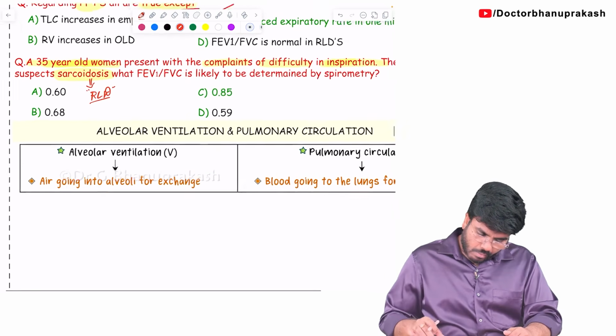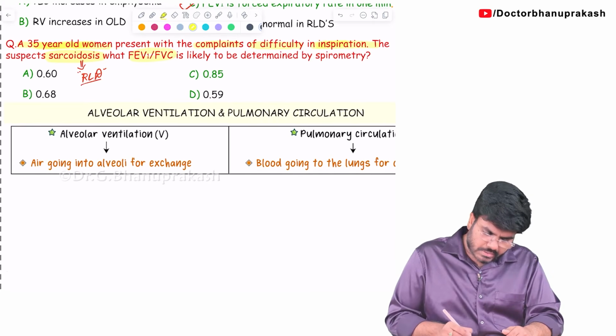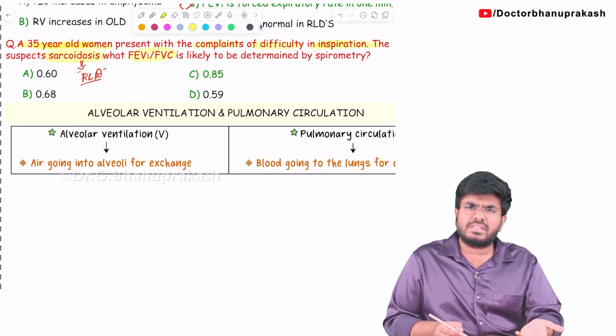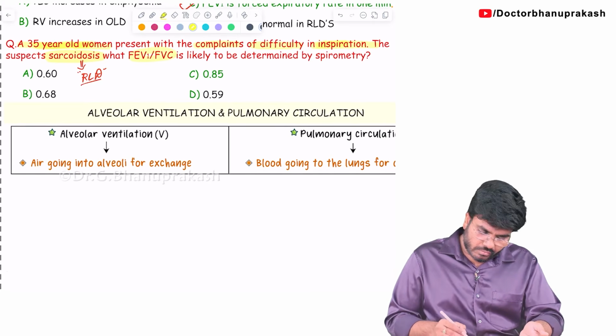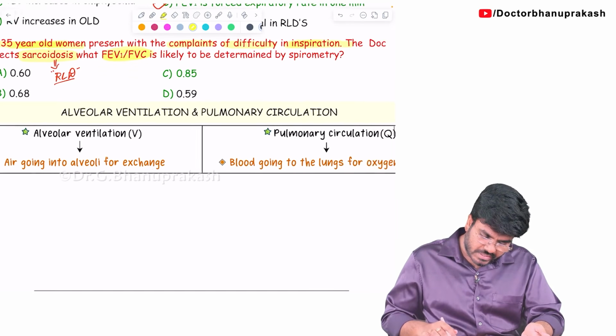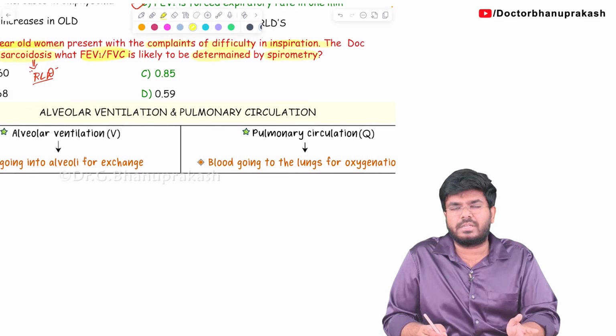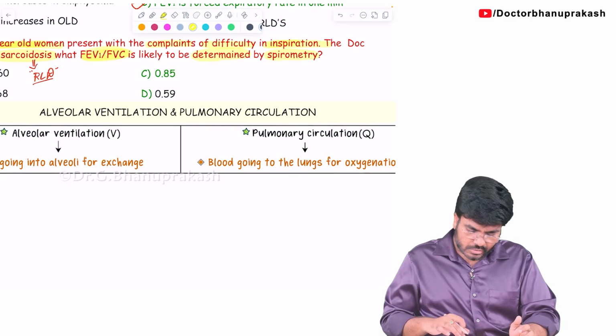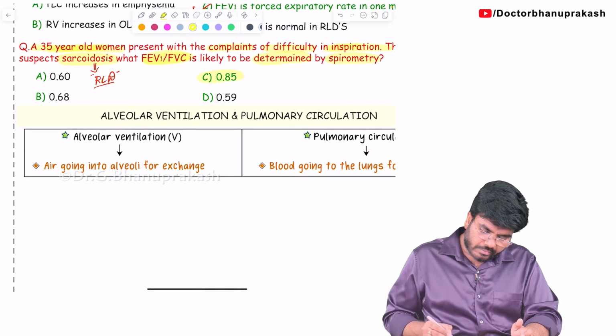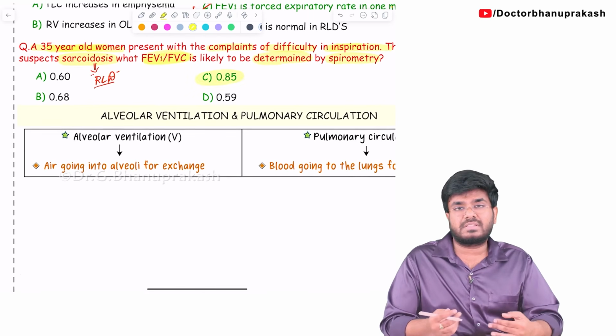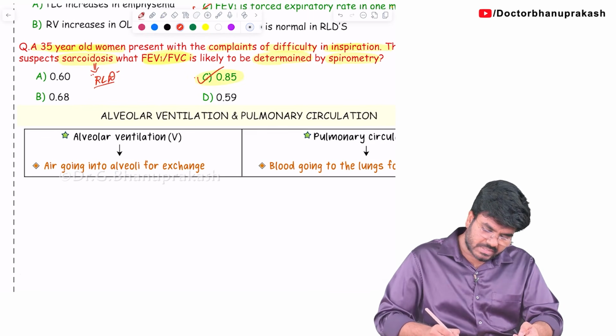Okay. Next up, what FEV₁ by FVC ratio? We all know in restrictive lung diseases, the FEV₁ by FVC ratio will be normal or even slightly increased. So, what FEV₁ by FVC ratio is likely to be determined by the spirometry study? It should be normal or slightly increased. So, what is the near normal value? The near normal value is 0.8 or 0.85, slightly increased. So, this will be the best option.